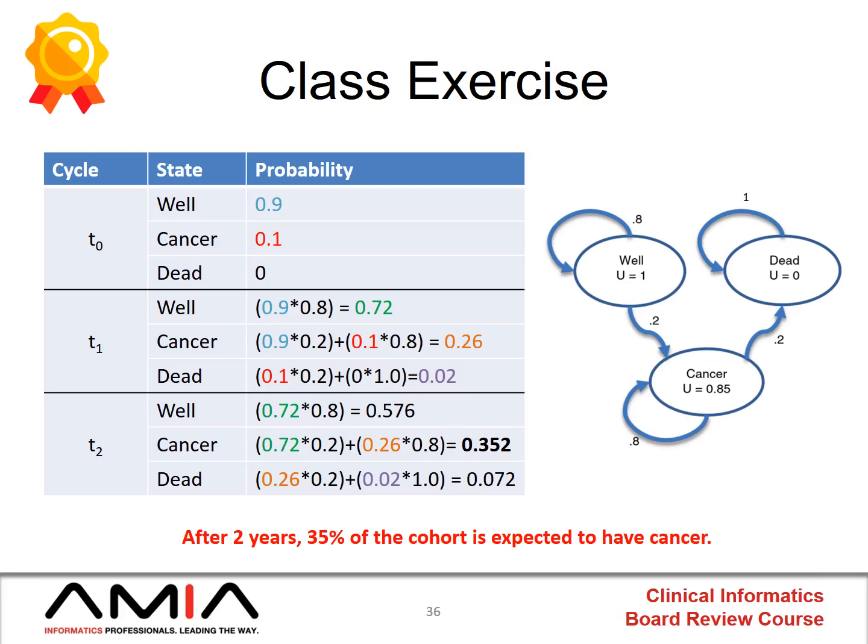Now, we could stop there because we've already answered the original question. But just for completeness, I've filled out the third row also, which shows the proportion of patients that will end up in the third state. If you go through all that math, what you find is that at the end of the simulation, 57.6% of patients will remain well, 35.2% of patients will be in the relapsed state, and 7.2% of patients will have moved on to die from this disease. And so the answer to the question is that after 2 years, 35% of the original cohort is now expected to have cancer.